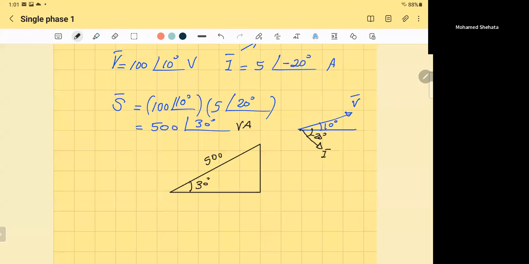You have to pay attention to all details because in the exam, I'll just give you the angle is equal 30 degrees. The angle is equal -20 degrees. Is the load inductive or capacitive? So you got to keep in your mind, every single word has a meaning.